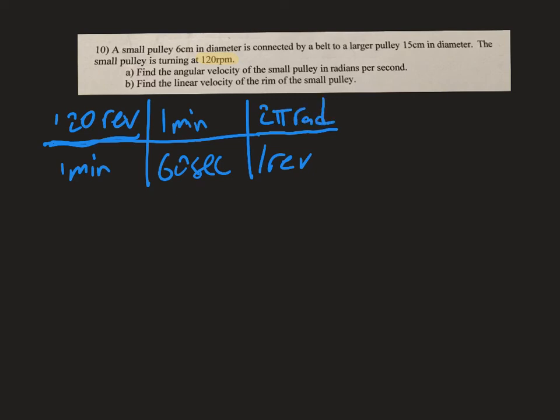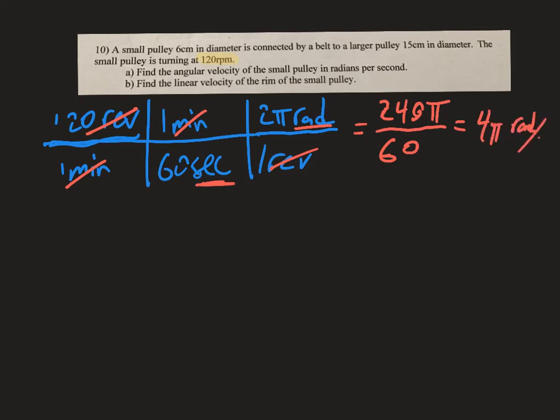Let's check our units and make sure they all cross out the way we want. Minutes have gone away and I'm left with seconds. Revolutions go away and I have radians on top. So radians over seconds, that looks good to me. If we multiply this all out, I'll show you the math. 2 pi times 120 is 240 pi over 60 seconds. This reduces down and we should get 4 pi radians per second. That's the answer to part A, and now we can focus on part B.